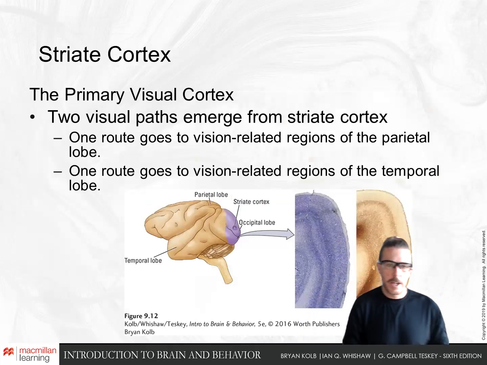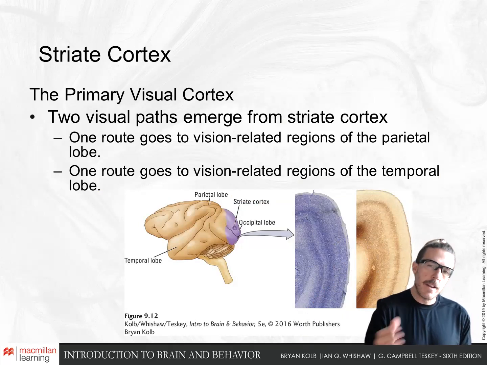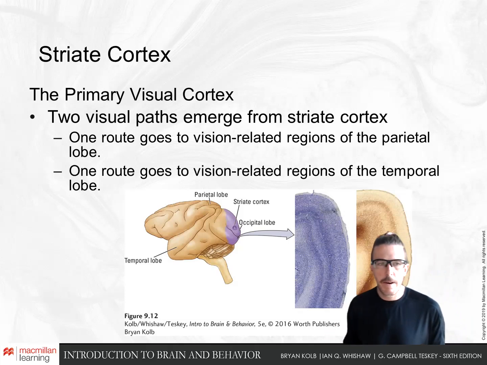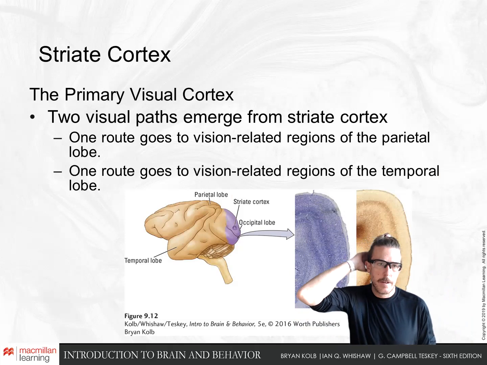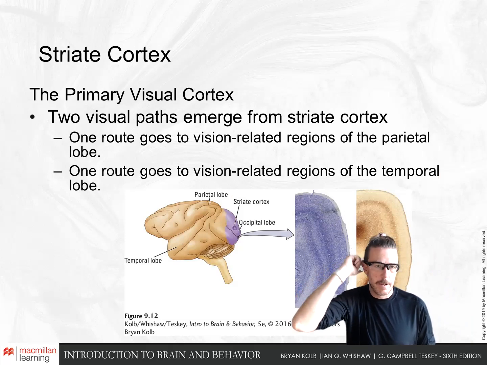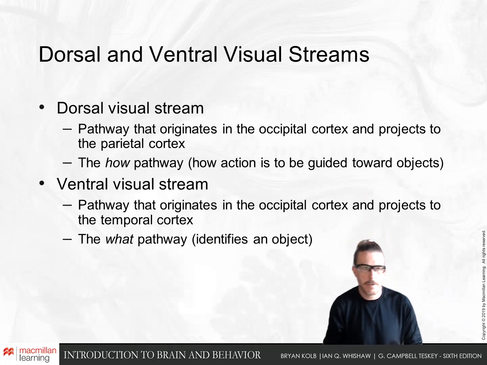So the primary visual cortex, or another name for it, is the striate cortex because of the way it looks in this stain on the microscope. And the primary visual cortex is the area where the axons that leave the lateral geniculate nucleus synapse. And from here, the two pathways emerge in the visual system, one going up to the parietal lobe and one going down to the temporal lobe. And we'll see what those two pathways do and how they process different parts of our visual world.